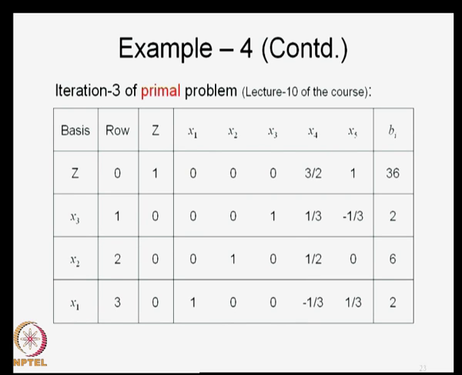Let us look at the last tableau that we obtained for the primal solution. This was covered in lecture 10, you can just refer to that. So, this was the last tableau of the primal solution. Look at these coefficients here, x 4 and x 5.